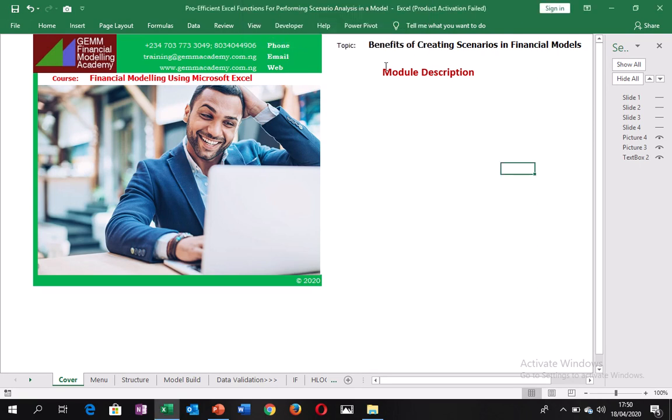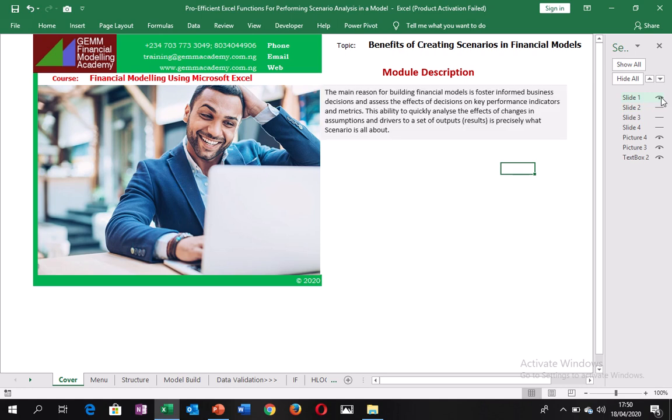Today we will be considering the topic: the benefits of creating scenarios in financial models. As you know, financial models are actually decision-making tools. Now, creating scenarios is one of the most frequent activities that you see in your model.